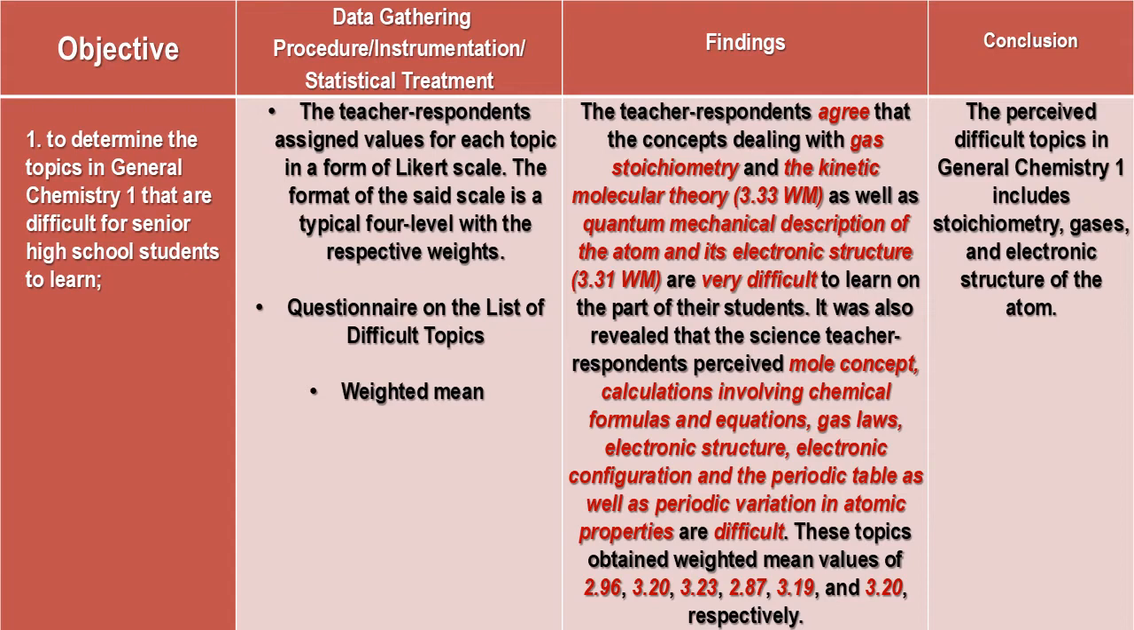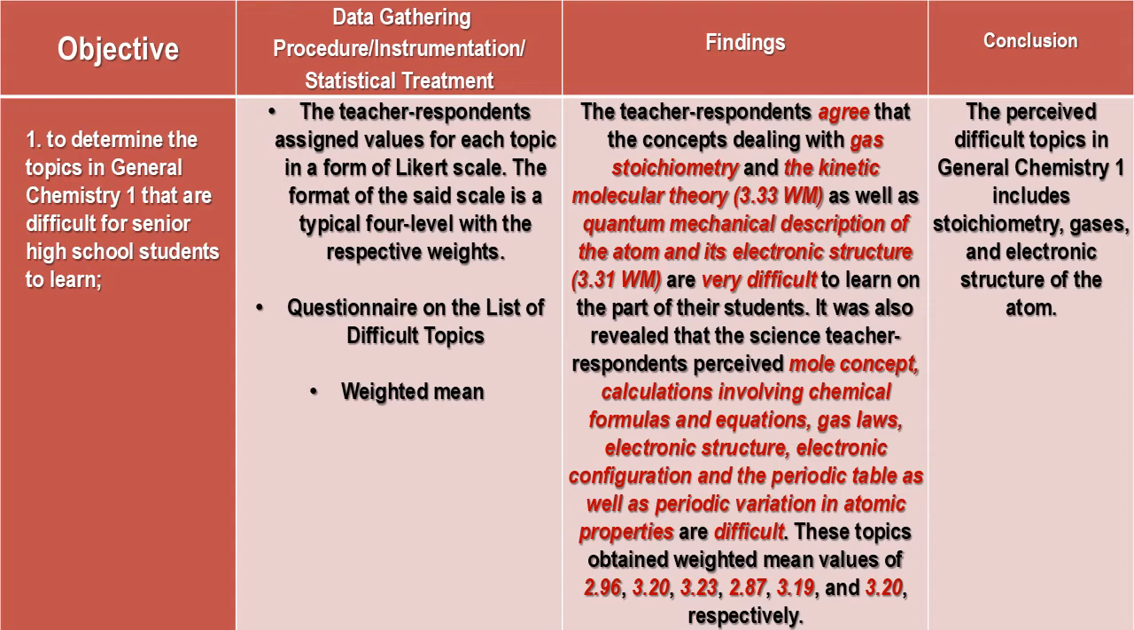For the major findings, the teacher respondents agreed that the concepts dealing with gas stoichiometry, kinetic molecular theory, as well as the quantum mechanical description of the atom and its electronic structure are very difficult for the students to learn. It was also revealed that the science teacher respondents perceived the mole concept, calculations involving chemical formulas and equations, gas laws, electronic structure, electronic configuration and the periodic table, as well as the periodic variation in atomic properties, as difficult. These are the weighted mean values: 2.96, 3.20, 3.23, 2.87, 3.19, and 3.20 respectively.